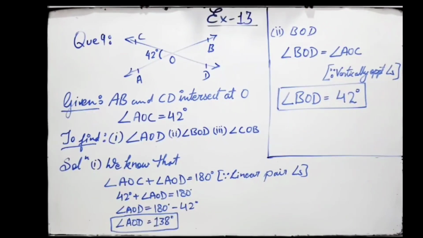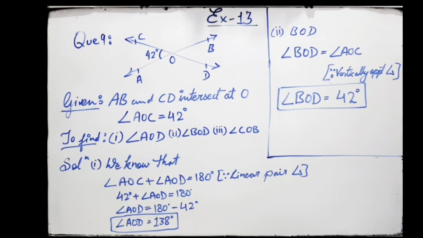Now come to the question number 9. In the question number 9, in the given figure, two straight lines AB and CD intersect at point O. If angle AOC is equal to 42 degree, find the measure of each of the angles. There are three angles we need to find.